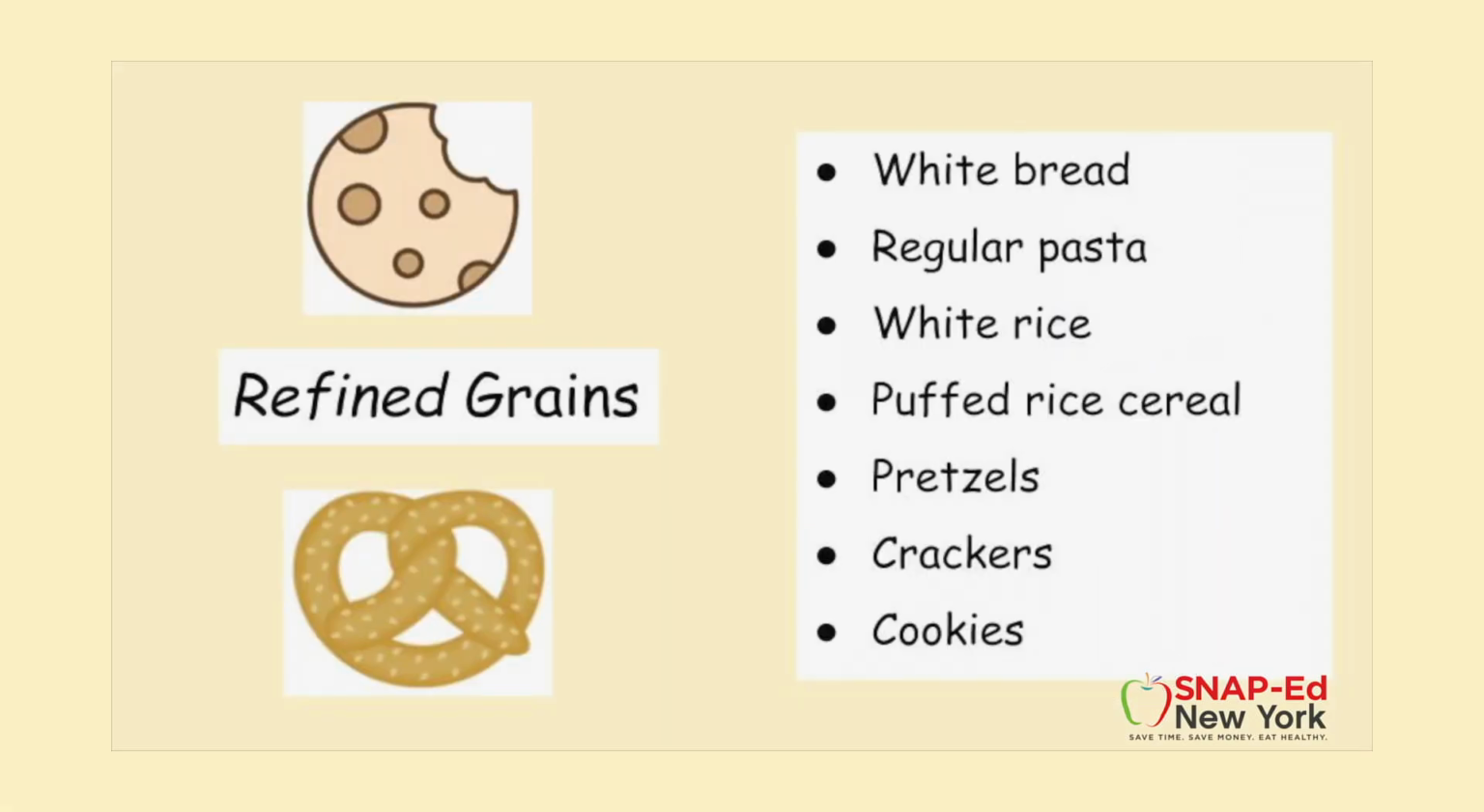All right, let's look at refined grains. These are white bread, regular pasta, white rice, puffed rice cereal, pretzels, crackers, and cookies. Try to limit these refined grains and stick to the healthier option of whole grain foods.